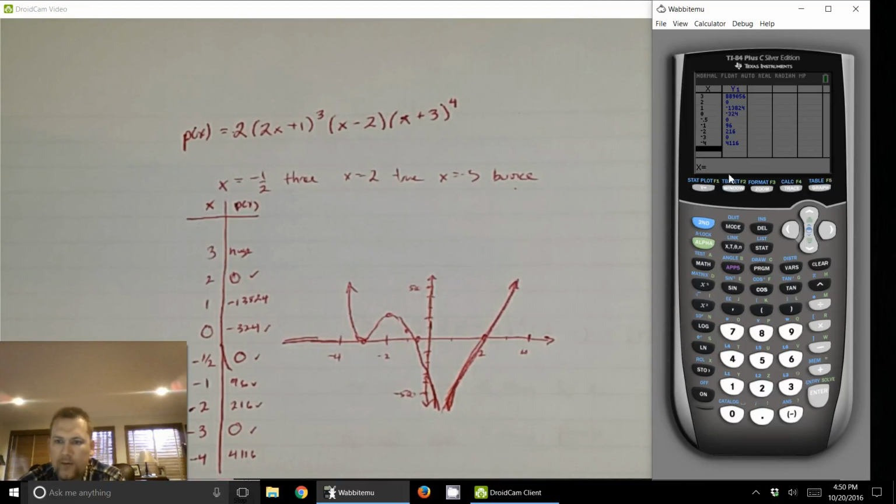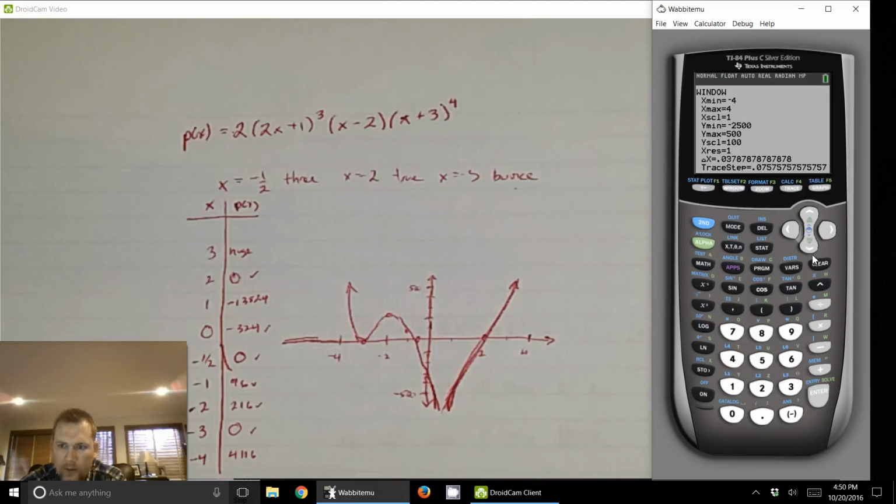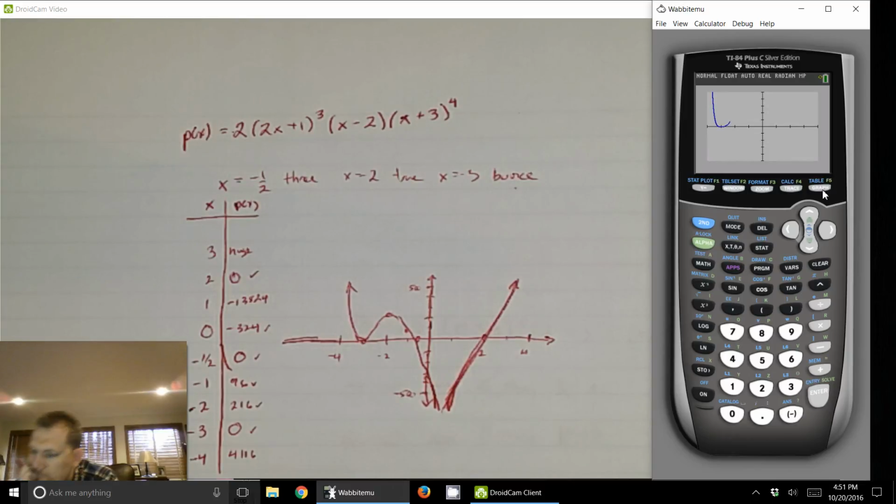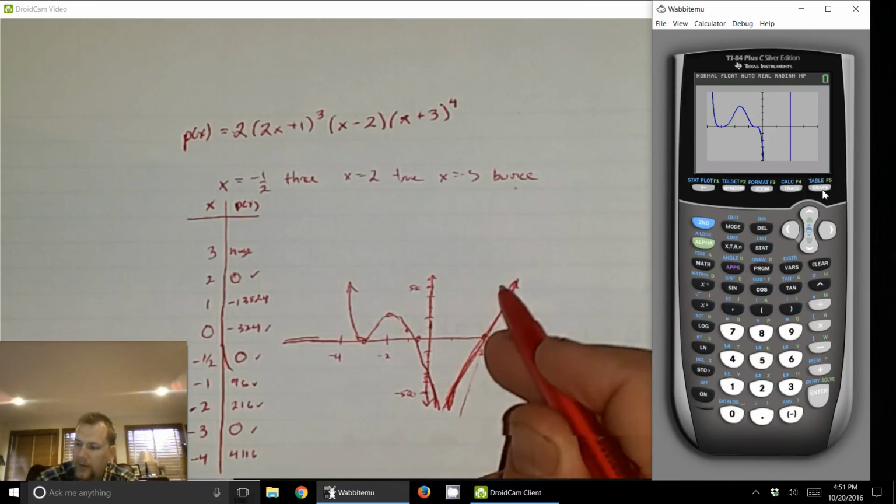So let's see, if we set our window up, we should see that. -4 to 4, -500 to 500, going by hundreds. This should look very similar to what I drew. There's even more extreme like this, but that's okay.